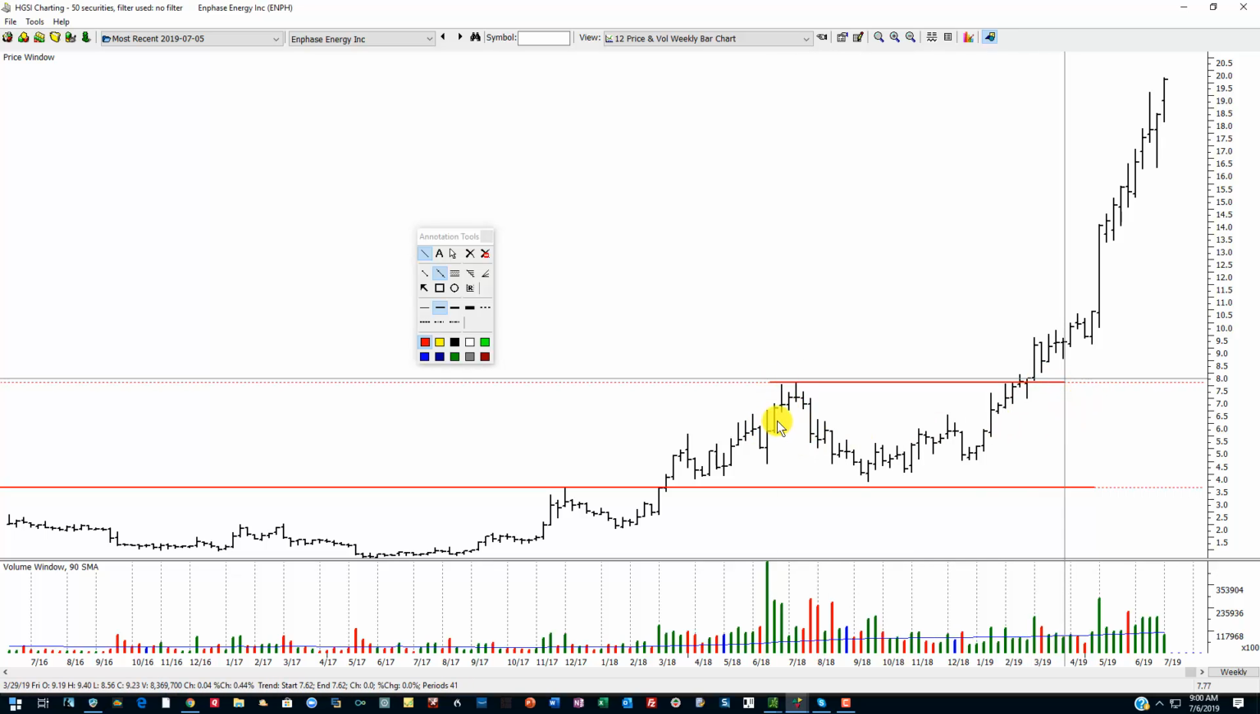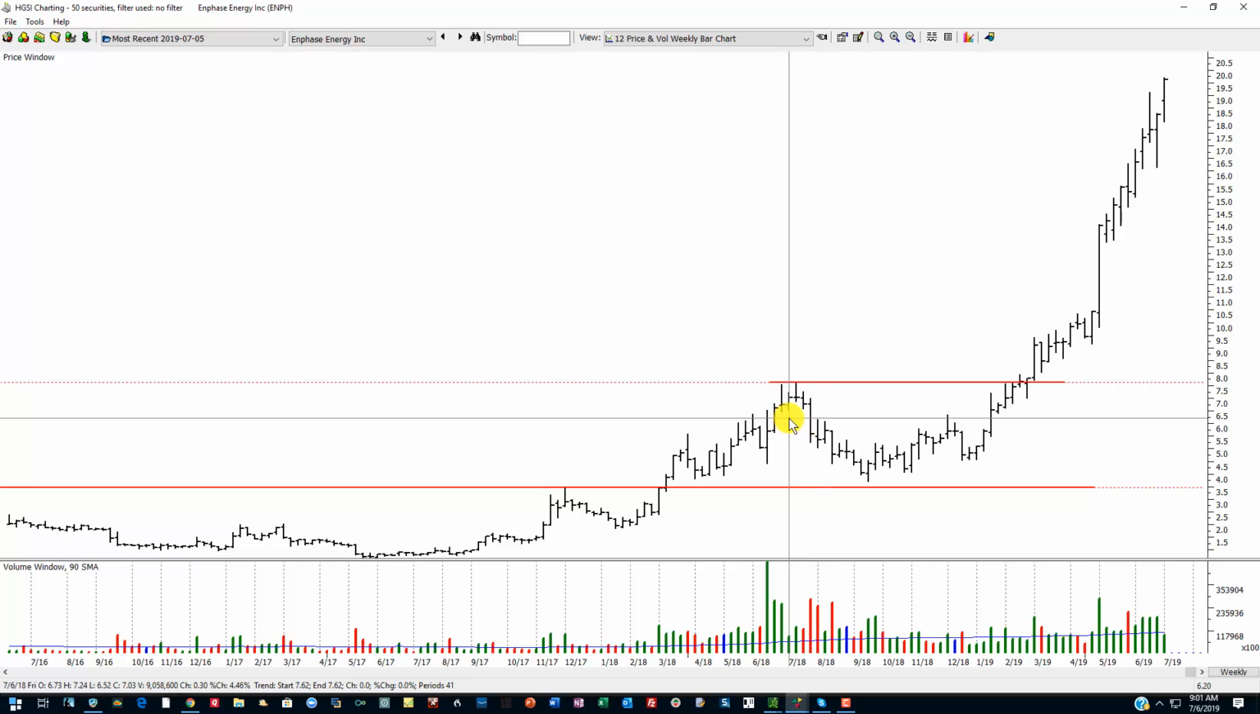So it got up here. You can see that this is a strong bar because it closed near the high of the range. This is a weak bar because it closed towards the bottom quarter. A strong bar, but if I put my crosshair on, a strong bar, you can see that it was on very light volume.